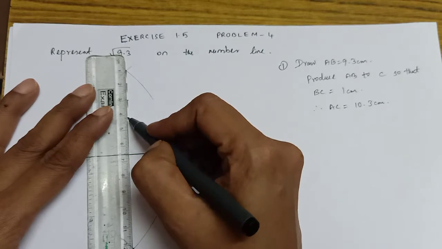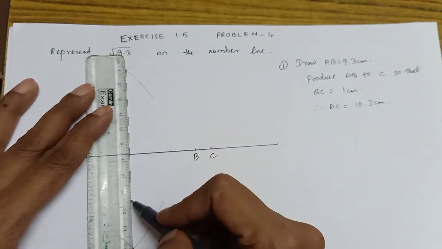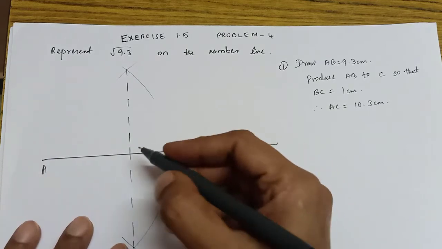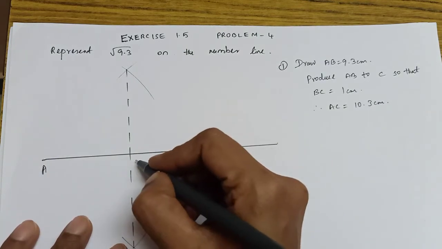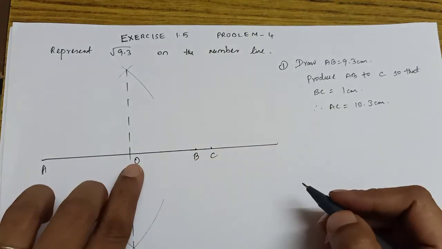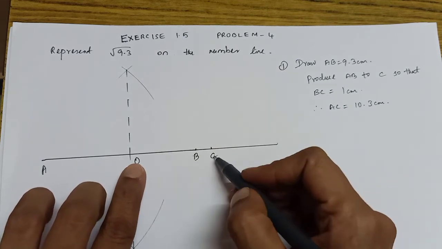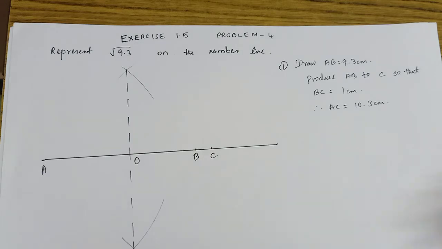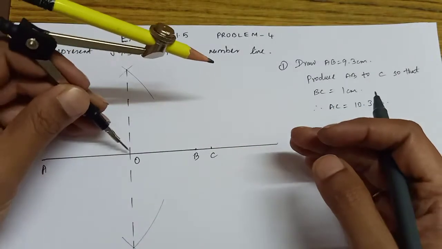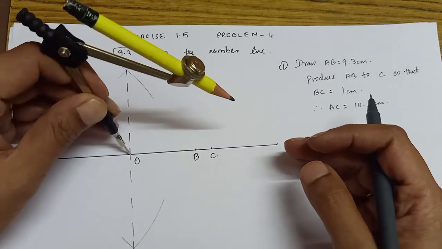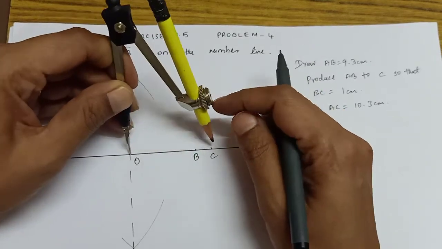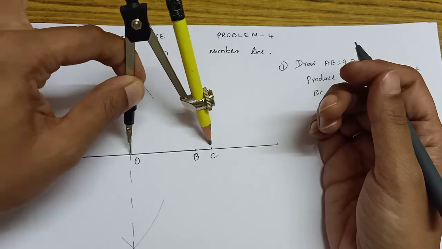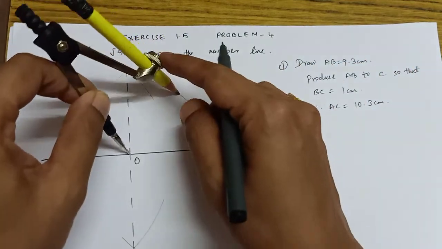You can draw using dotted lines itself. We have the perpendicular bisector. What we are going to do is, I am going to mark a point O here. With O as center and OC as radius, I am going to draw a semicircle. So one end of the compass should be at O and the other end at C. You draw a semicircle.